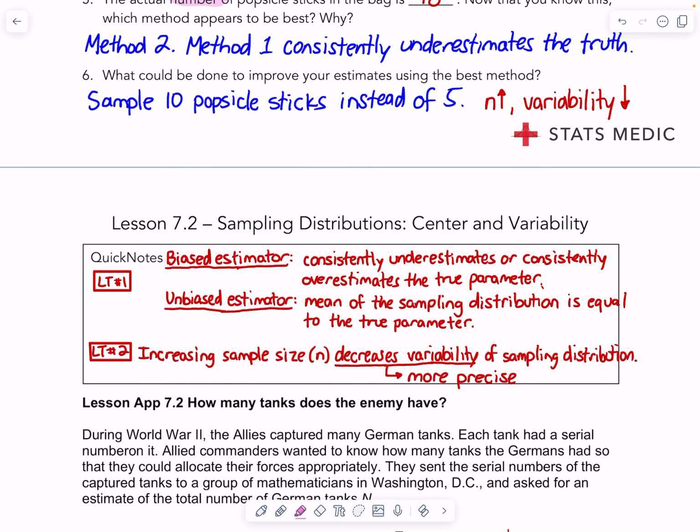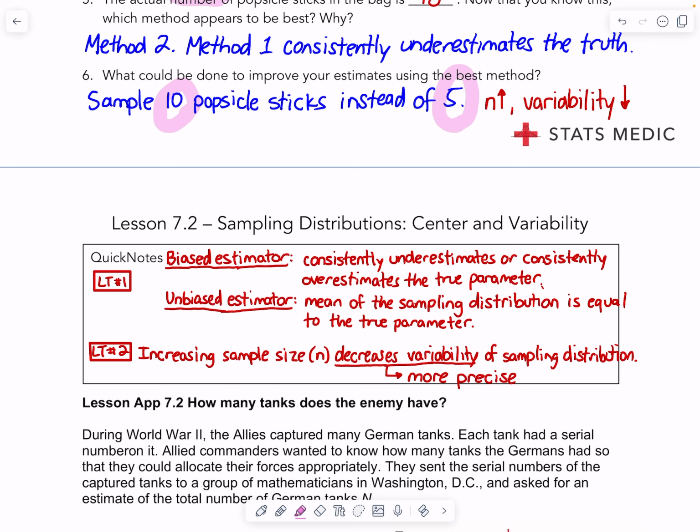You would improve if you use 10 popsicle sticks rather than 5, because the bigger the sample is going to give you less variability. It's going to get closer to the actual truth of the population. This is the definition of a biased estimator: consistently underestimating or consistently overestimating the true parameter. The true parameter means the population proportion or the population mean. An unbiased estimator is one where the mean of the sampling distribution is equal to the true parameter. When you increase the sample size, it just decreases the variability of the sampling distribution.